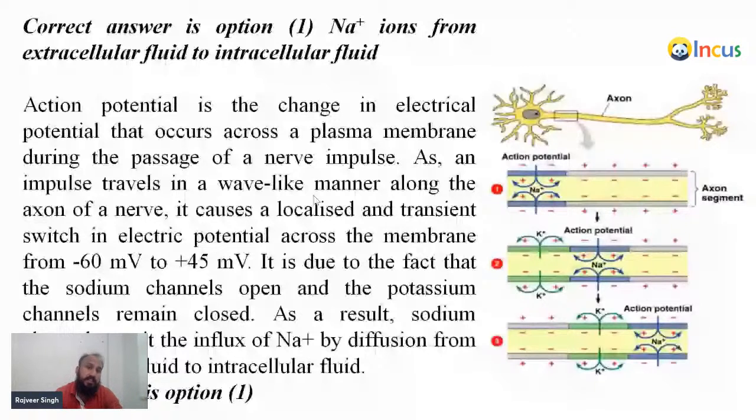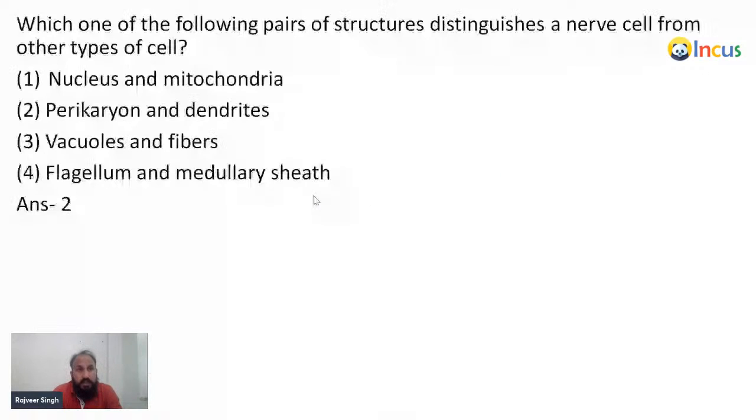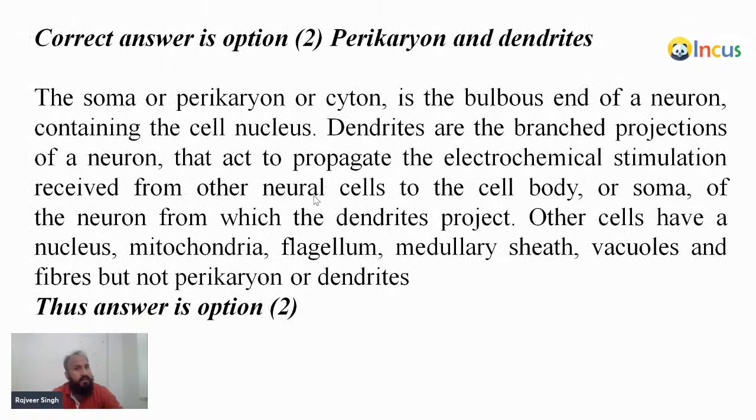Now, see the next question. This question is asking which one of the following pairs of structures distinguishes a nerve cell from other types of cell. First, nucleus and mitochondria; second, perikaryon and dendrites; third, vacuole and fiber; fourth, flagellum and medullary sheath. The answer will be second, perikaryon and dendrites is the right answer. Why do you choose the second option?